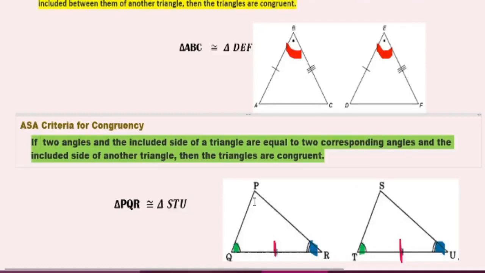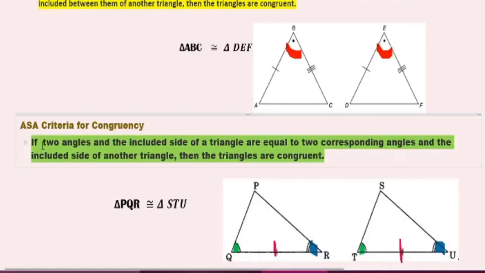So first to understand what is included side. In the figure here, triangle PQR and triangle STU. In PQR, two angles are given, angle Q and angle R. And the side QR is included between these two angles Q and R. So side QR is known as the side included between the angle Q and angle R. And in triangle STU, here also the side TU is included between the angle T and angle U.